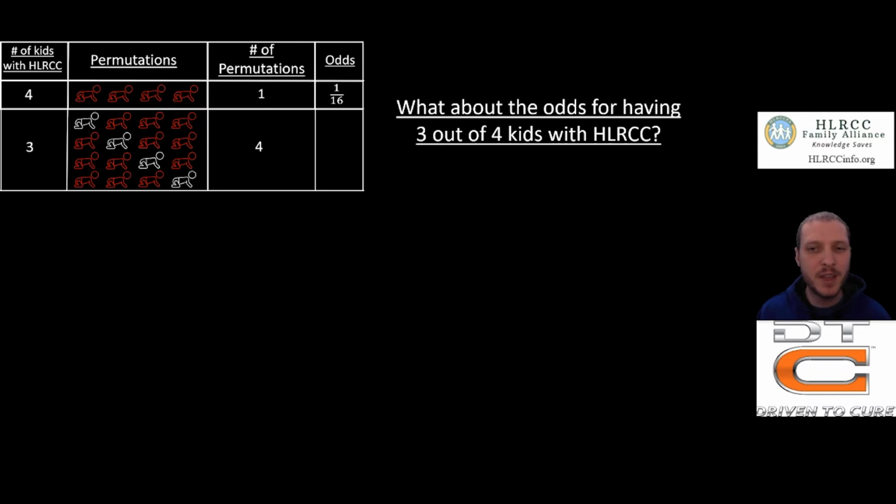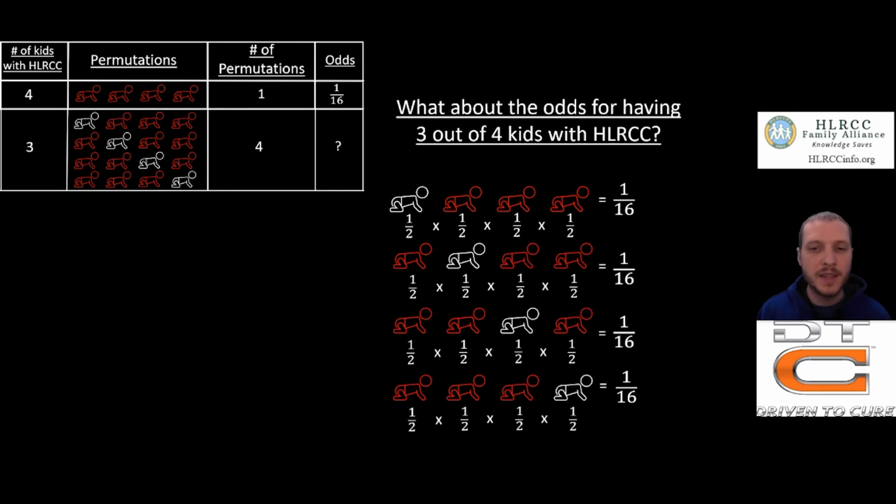But then how do we go about finding the odds of having 3 out of 4 kids with HLRCC? First, we have to find out the individual probability for each permutation. So just like before, we're going to multiply 1/2 times 1/2 times 1/2 times 1/2. And that gives us 1 over 16, no surprise there. But we're going to do that for the other 3 permutations as well. Now, since there are 4 ways that this can happen, we need to add up those 4 individual probabilities together. And when we do that, we see our answer is going to be 4 over 16. Or in this case, 1/4 or 25% of the time, a family of 4 is going to have 3 children with HLRCC.